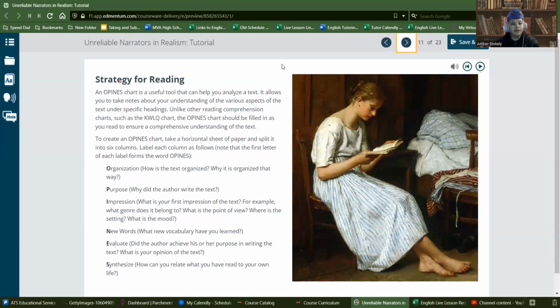The third letter is I. The I is impression. What is your first impression of the text? And then they give you examples of what first impression means. So what genre is it? For example, if you're reading a book and it starts off with telling you that there are witches and wizards and magic, that tells you that this is a fantasy genre.